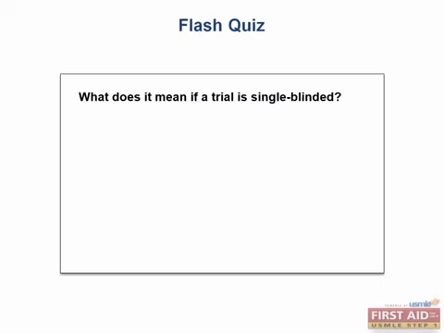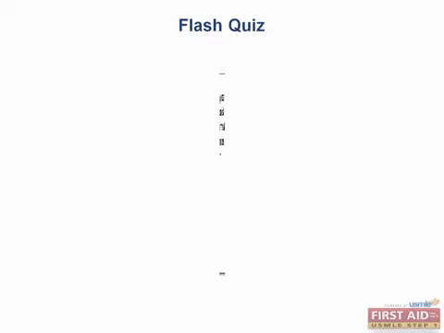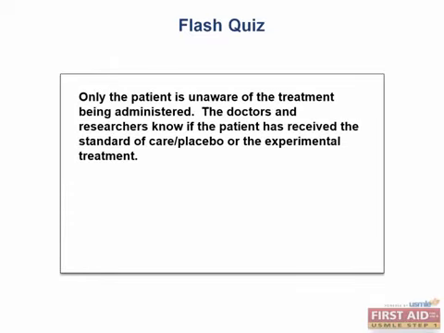Okay, now it's time for a flash quiz. And the question asks, what does it mean if a trial is single-blinded? Well, as we discussed, in a single-blinded study, only the patient is unaware of the treatment being administered. However, the doctors and the researchers know whether the patient is receiving the standard of care or a placebo or the experimental treatment.